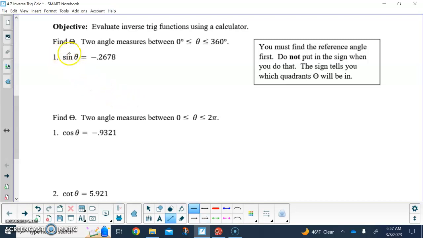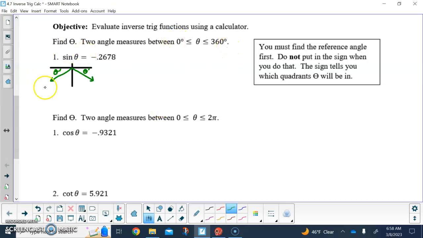When we think about this, sine is negative in quadrants 3 and 4. What that means is that we've got 2 options for where theta could be. Our reference angles would be here, or here. So there would be your reference angles, because sine is negative in quadrants 3 and 4. Then, in order to actually evaluate it, we need our answers to be between 0 and 360, so we know we're in one rotation.